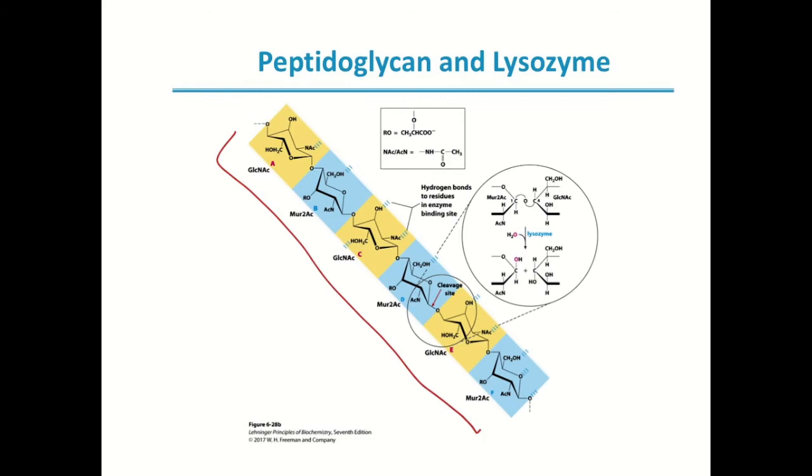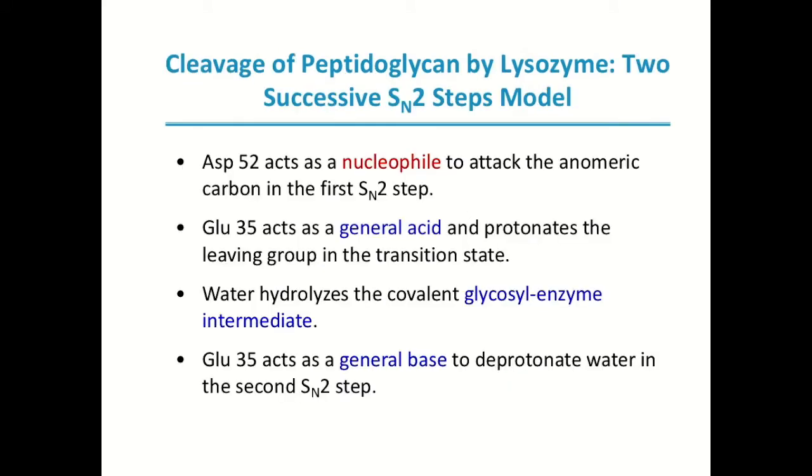So this shows a peptidoglycan polymer, and in particular, the lysozyme will cleave that CO bond. So with the assistance of water, lysozyme will break this polymer into 2 segments. The mechanism occurs via 2 successive SN2 steps. An aspartate residue acts as a nucleophile that attacks a carbon in the first SN2 step, and then glutamate 35 acts as a general acid protonating the leaving group. Water hydrolyzes the intermediate, and then glutamate 35 acts as a base to deprotonate water in the second step.